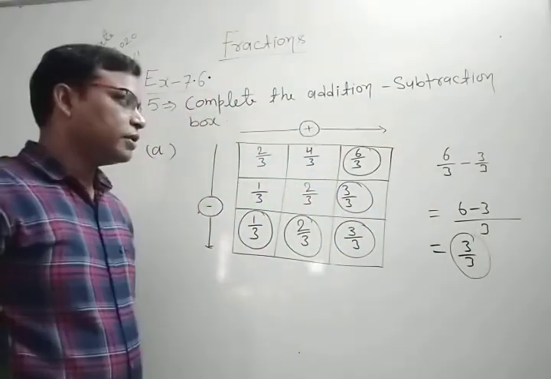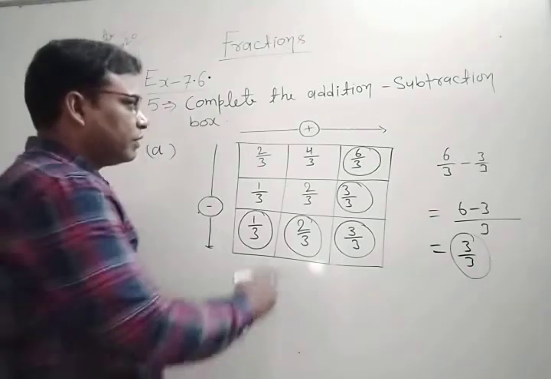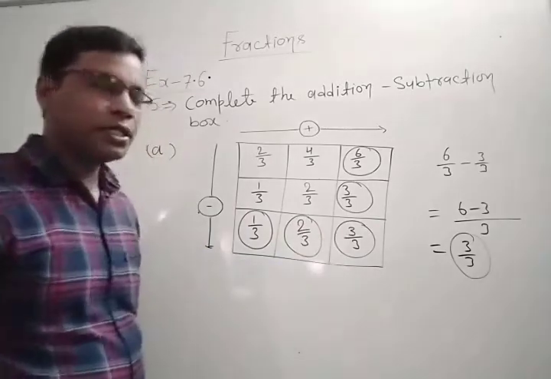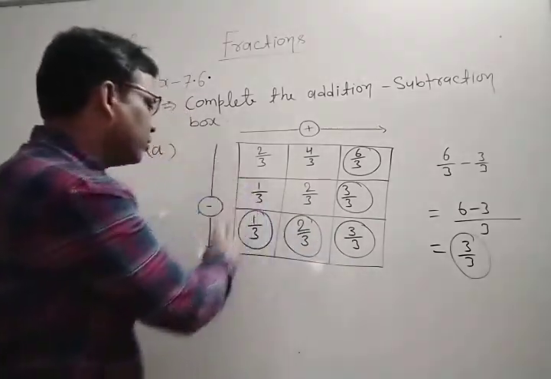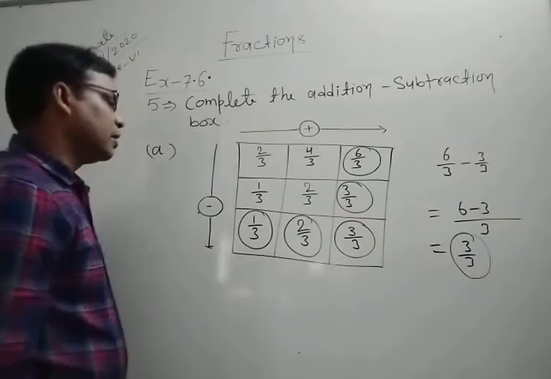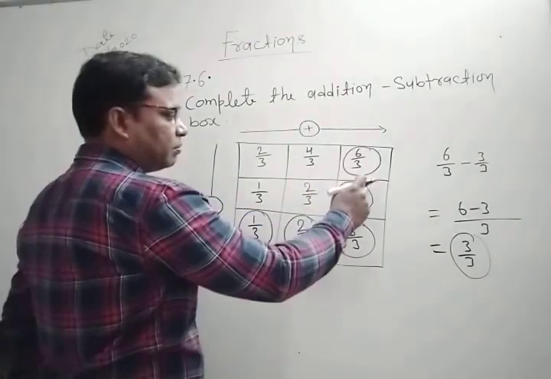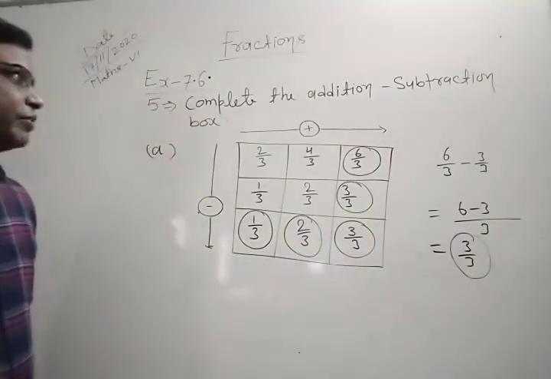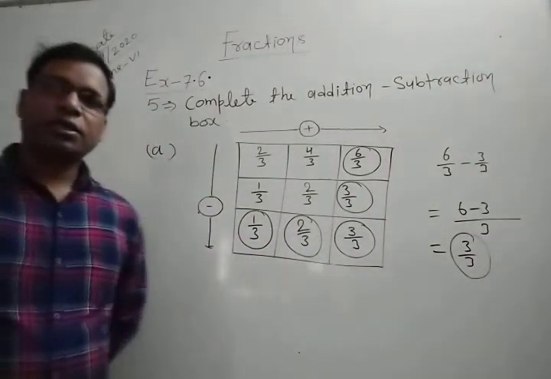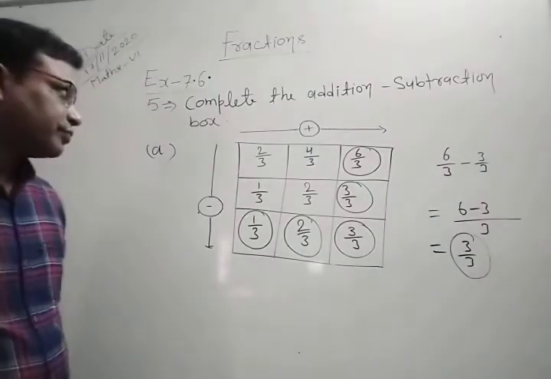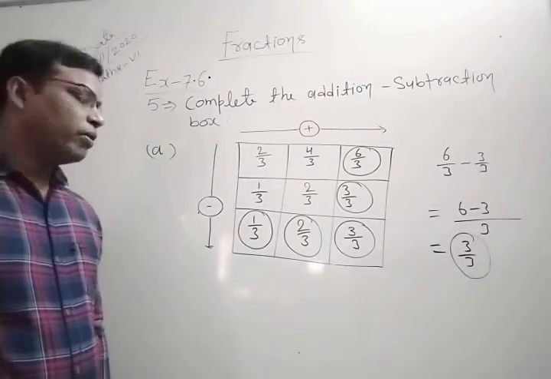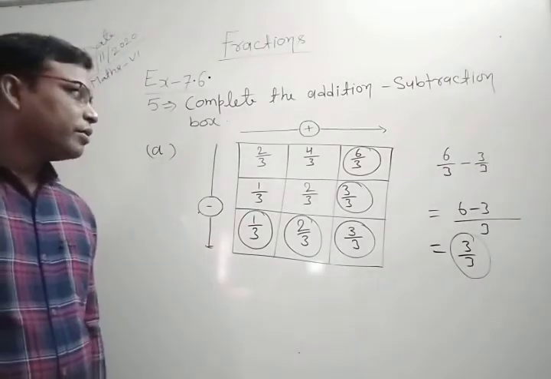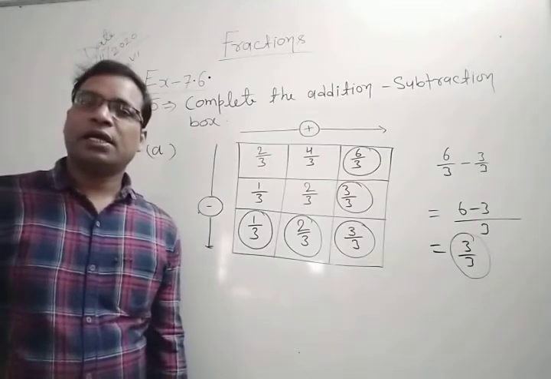Clear? So students, you can see in both ways, if you add 1 by 3 plus 2 by 3, we obtain 3 by 3, and if you follow this route and subtract 6 by 3 minus 3 by 3, then you also obtain 3 by 3. So in this way you complete this addition subtraction box. Students, I hope all of you understood this part. This is part A of question number 5. Now we are going to discuss the next part of question number 5.